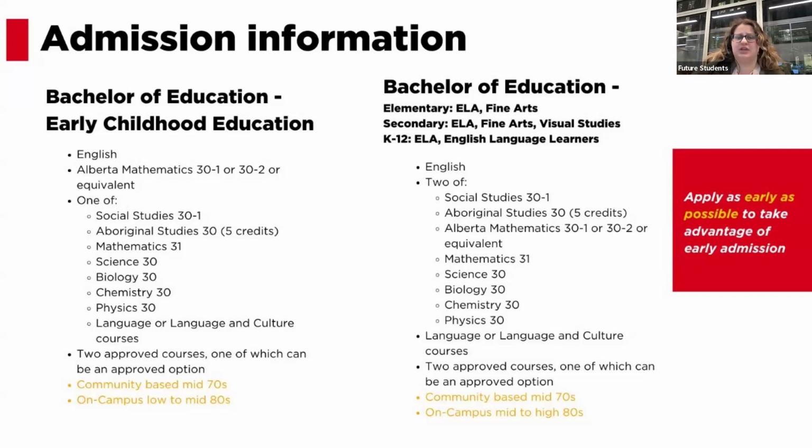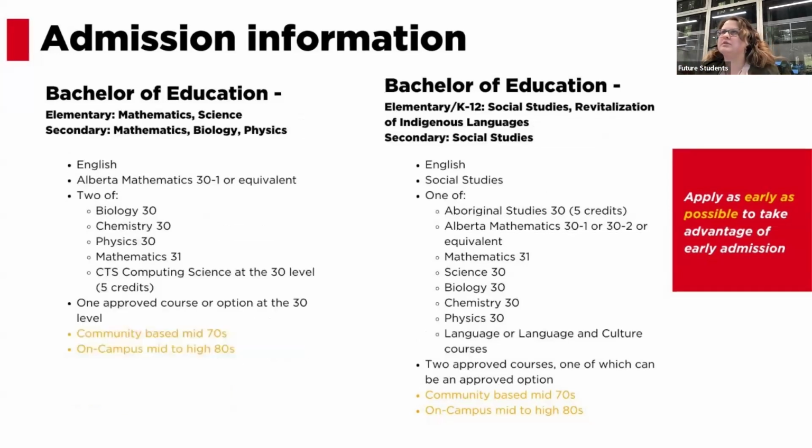Then we're looking at the English language arts and fine arts realm. So again, you need English, 2 of the classes that I have listed there, and then 2 approved courses, one of which can also be an option. And then estimated competitive average for that would be mid to high 80s. Then the next slide, we have our maths and sciences route. So the big difference here is that you would need mathematics 30-1 or equivalent, and then still requiring English, 2 of the listed courses there, and then 1 approved course or option. And then the estimated competitive average is also mid to high 80s.